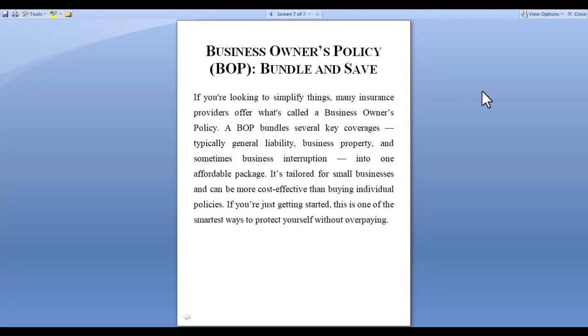The last page on the list says business owner policy, bundle and save. So if you are looking to simplify things, so many insurance providers offer what's called a business owner policy. A BOP bundles several key coverages, typically general liability, business property, and sometimes business interruption into one affordable package. So it is tailored for small businesses and can be more cost effective than buying individual policies. So if you are just getting started, this is one of the smartest ways to protect yourself without overpaying.